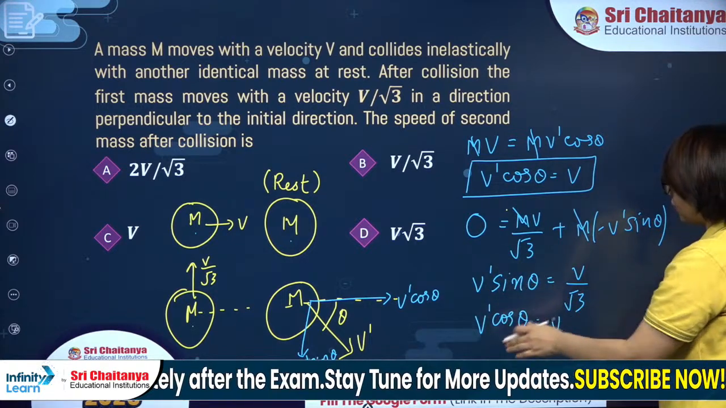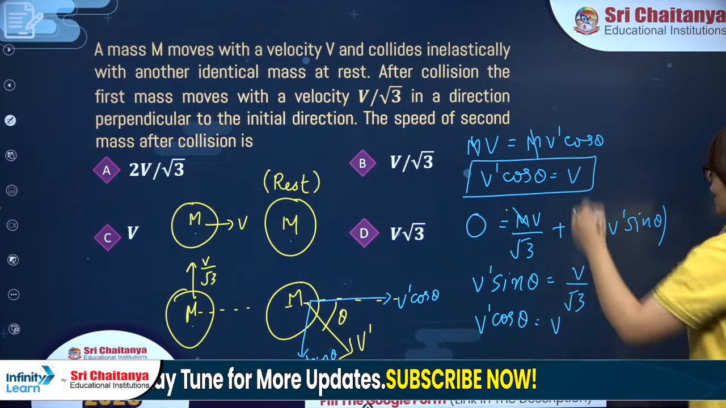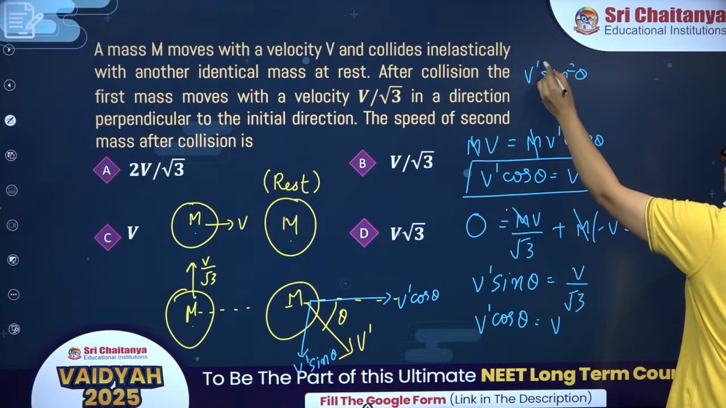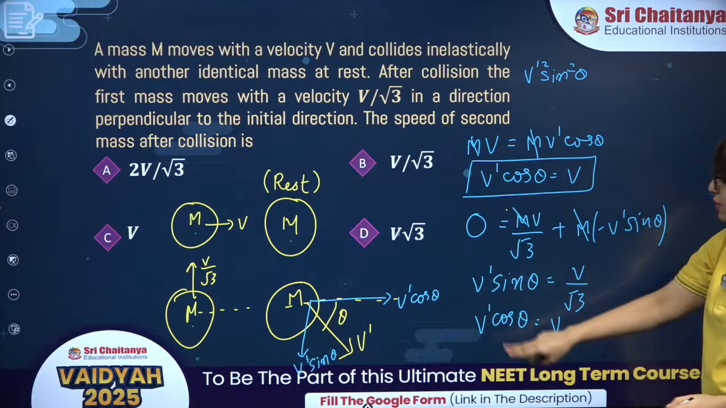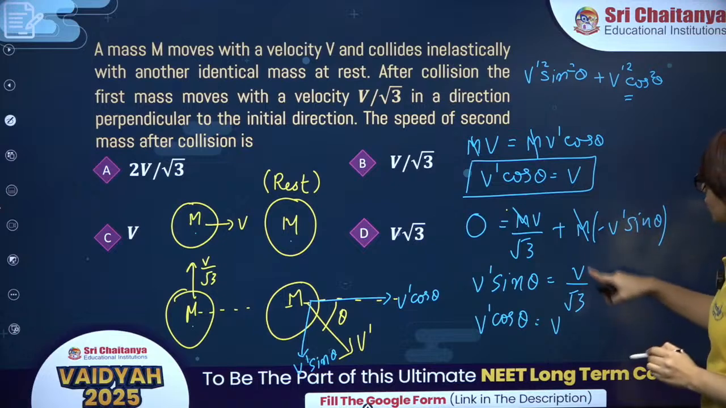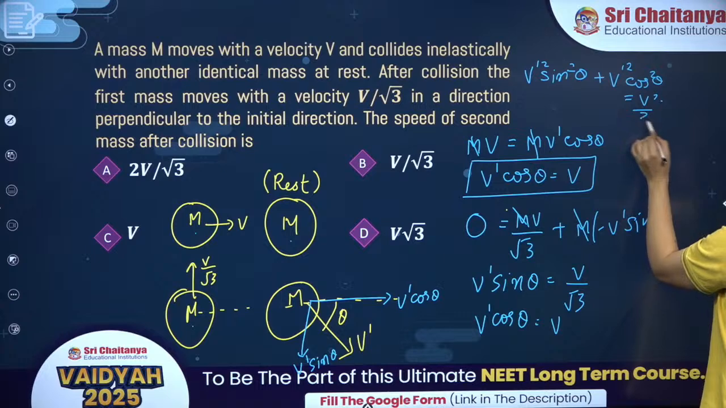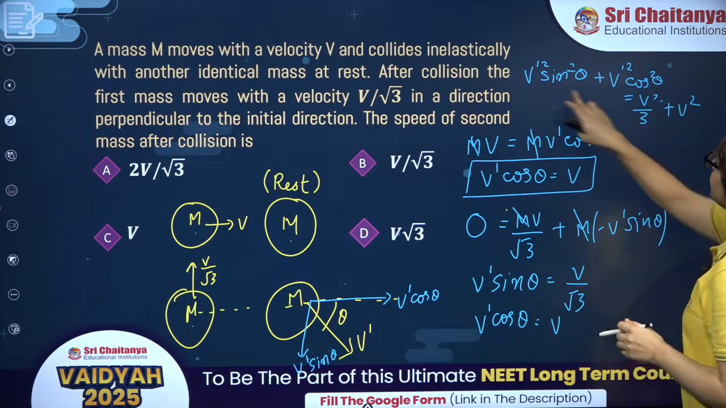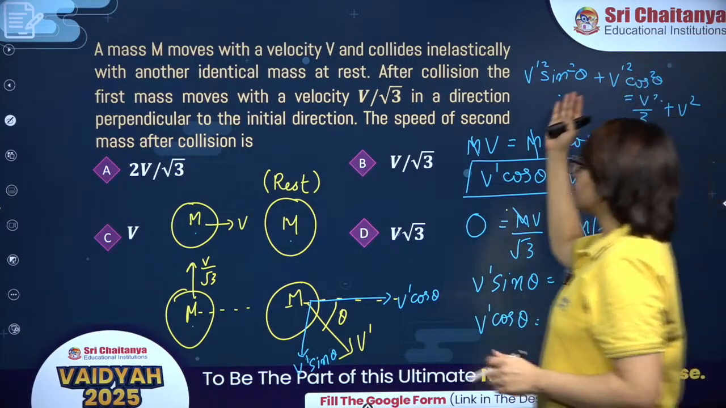Now what you do is you square these two equations and add them. We have v dash square sin square theta plus v dash square cos square theta, and it should be equal to v upon root 3 square plus v square. So it is v square upon 3 plus v square. Now if you take v dash square common, sin square theta plus cos square theta will be 1.